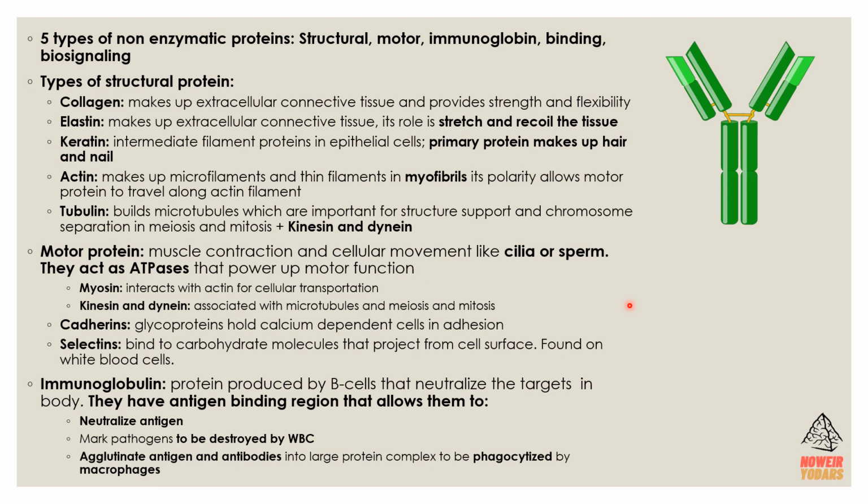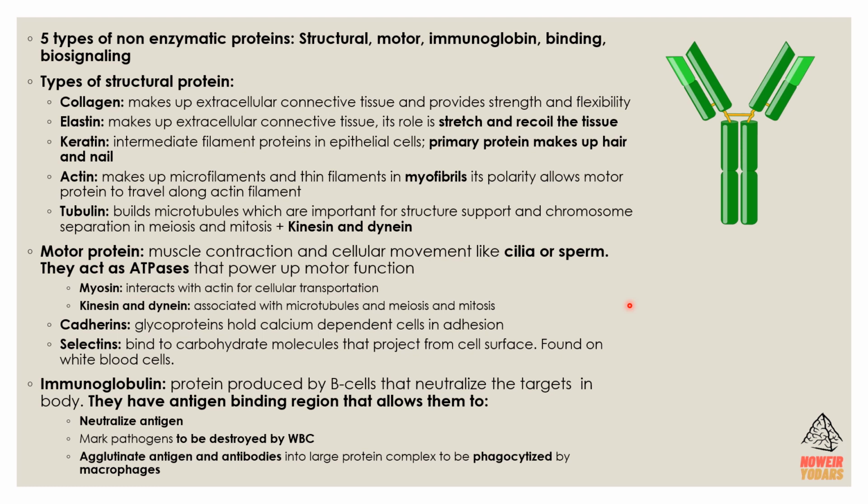And important types of motor protein is myosin, which interacts with actin for cellular respiration. So remember, we said actin co-works with motor protein, allows it to go on its actin filament. So that happens using myosin. And we spoke about kinesin and dynein. They're associated with microtubules and with meiosis and mitosis.